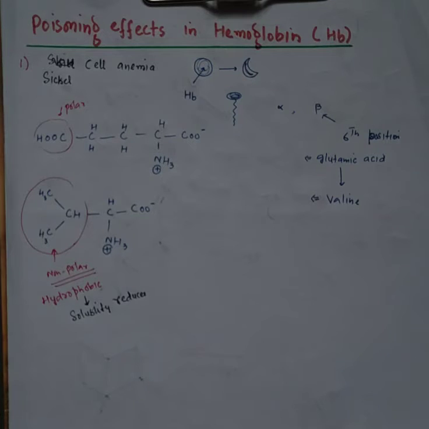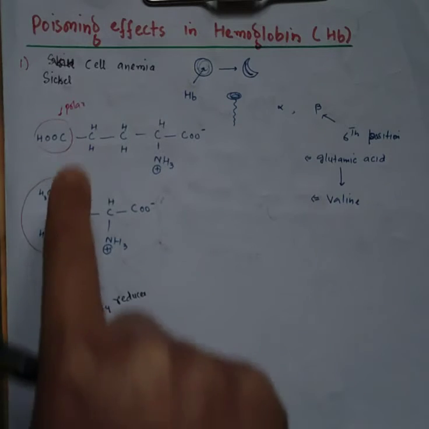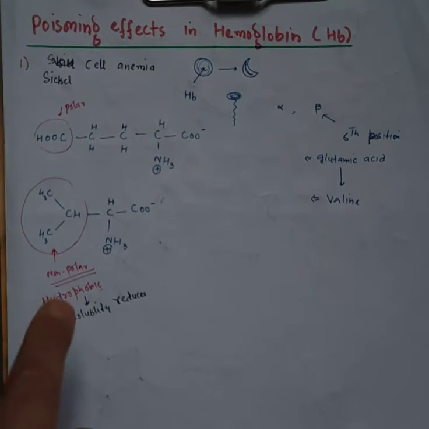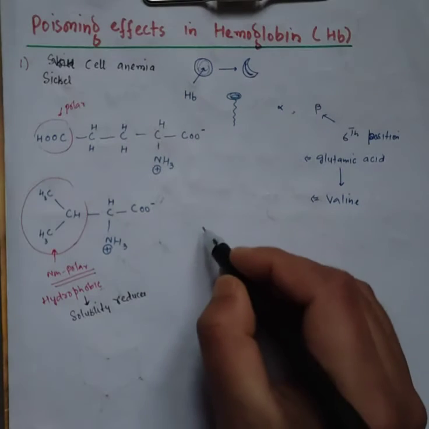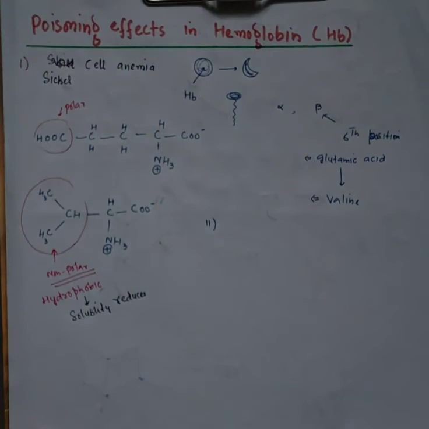So sickle cell anemia results when, at the 6th position in the beta chain, glutamic acid gets replaced by valine. Because of the nature of these two sites, in this case hydrophobic, the solubility reduces, so automatically the supply of oxygen to different parts of the body becomes less. So this is our effect number one. Now the second effect is the methemoglobin effect. Now what is that? Let's see. So we're discussing point number 2.